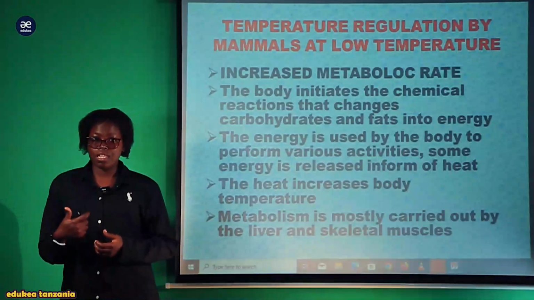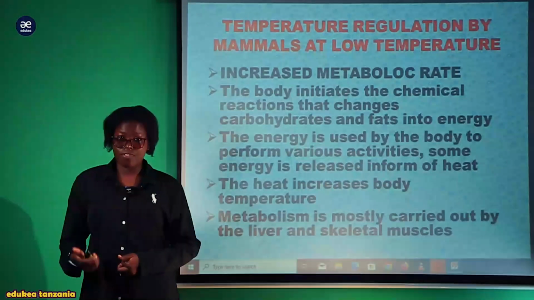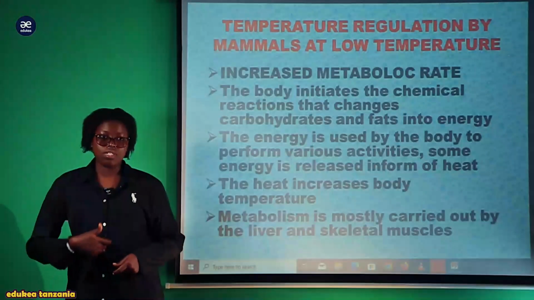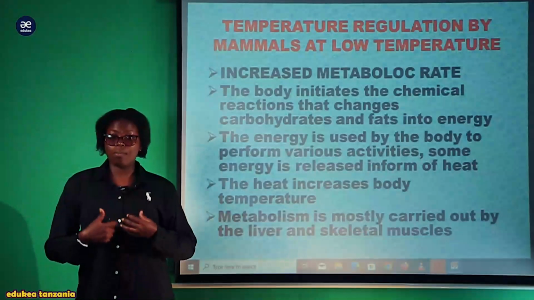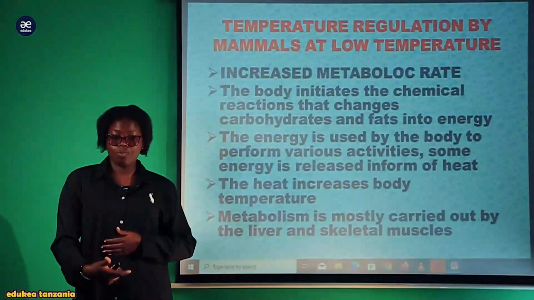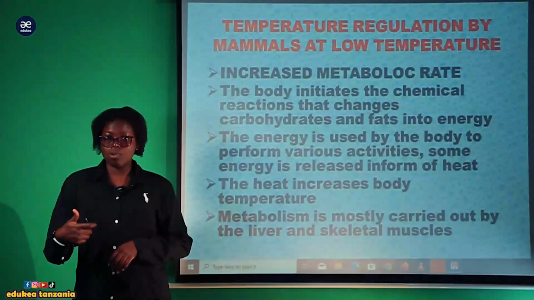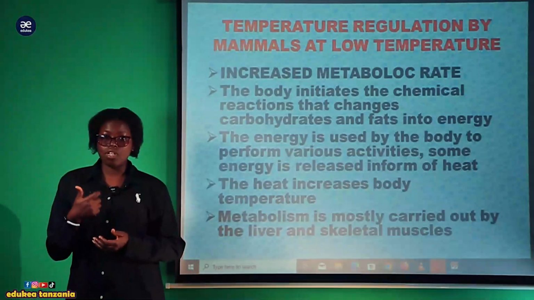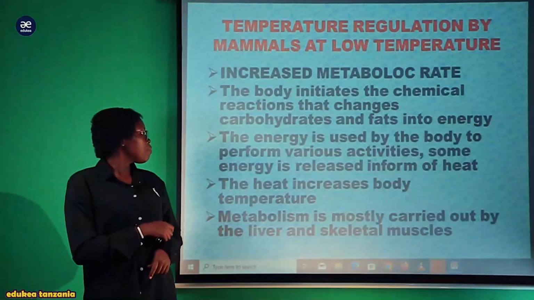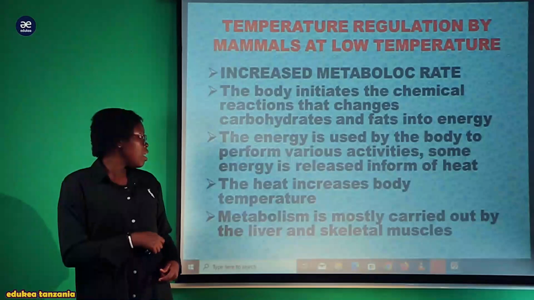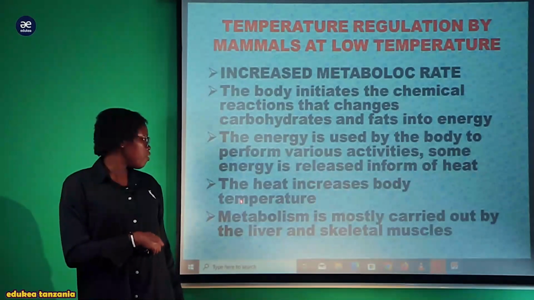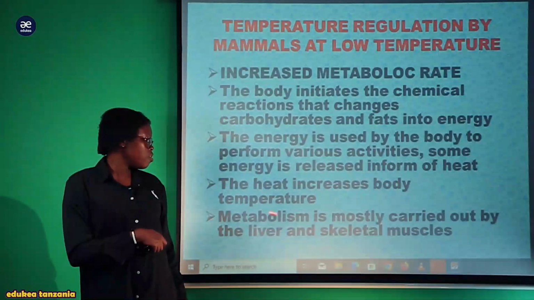For example, the process of breaking down carbohydrate and fat through respiration tends to increase, so as to ensure that a large amount of heat and energy is produced, which raises the body temperature. Likewise, the energy is used by the body to perform a variety of activities, and some energy is released in the form of heat, and the heat increases the body temperature.